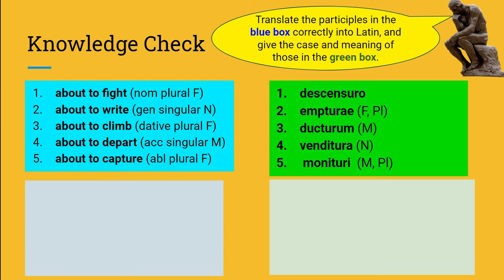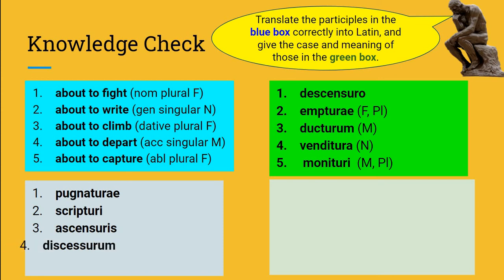Alright, so about to fight will be pugnaturae, from the Latin pugno, pugnare, pugnavi, pugnatus. About to write will be scripturi, from the Latin scribo, scribere, scripsi, scriptus. About to climb will be ascensuris, from the Latin ascendo, ascendere, ascendi, ascensus. And about to depart will be discessurum, from the Latin discedo, discedere, discessi, discessus. About to capture will be capturis, from the Latin capio, capere, cepi, captus.